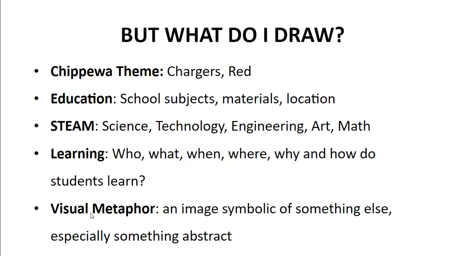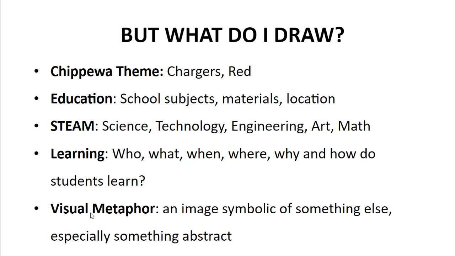But what do I draw? So here's some different things. Think about Chippewa's theme. The Chippewa's theme is chargers, which is a type of horse, or the color red. So those are some themes. So you can think about things that have to do with chargers. Maybe it's the silhouette of a horse. Maybe it's a horseshoe. Maybe it's something else that has to do with red.